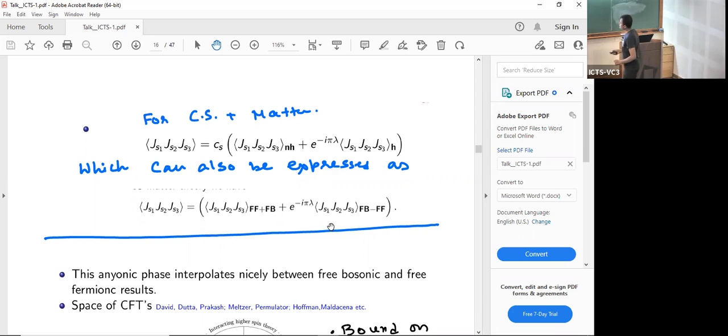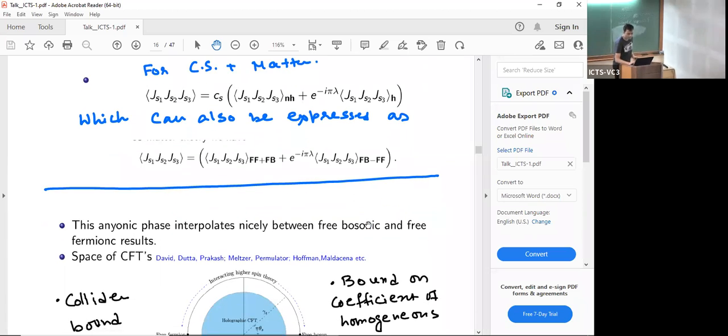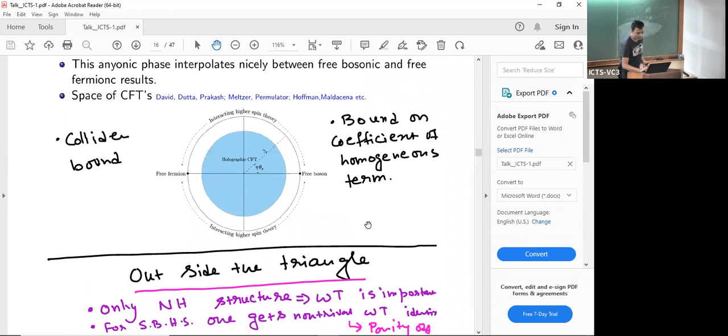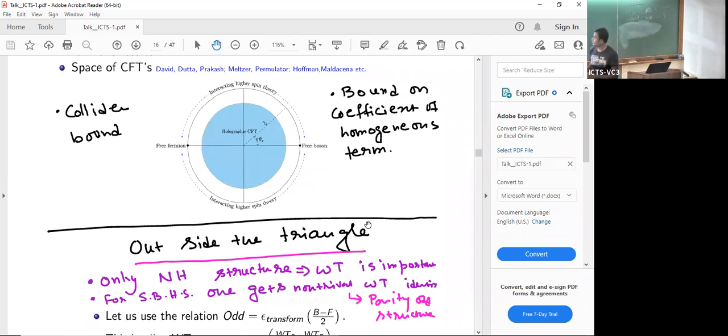And in fact, in spinor-helicity variables, this makes the conformal collider bound also very, very intuitive. Now this is the space of the coefficient of the homogeneous function, gamma is exponential i theta. At theta equal to 0, gamma is equal to 1, that is the free bosonic theory. Gamma equal to -1, theta equal to pi, is the free fermionic theory. And what interpolates on the unit circle is the interacting higher spin theory or Chern-Simons theory.